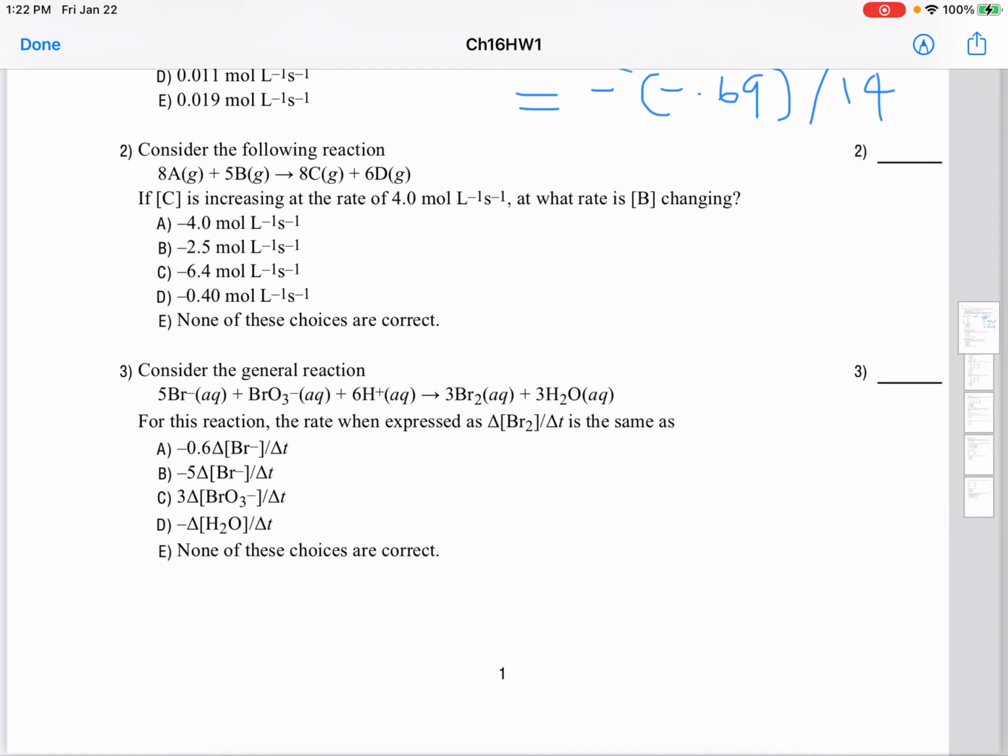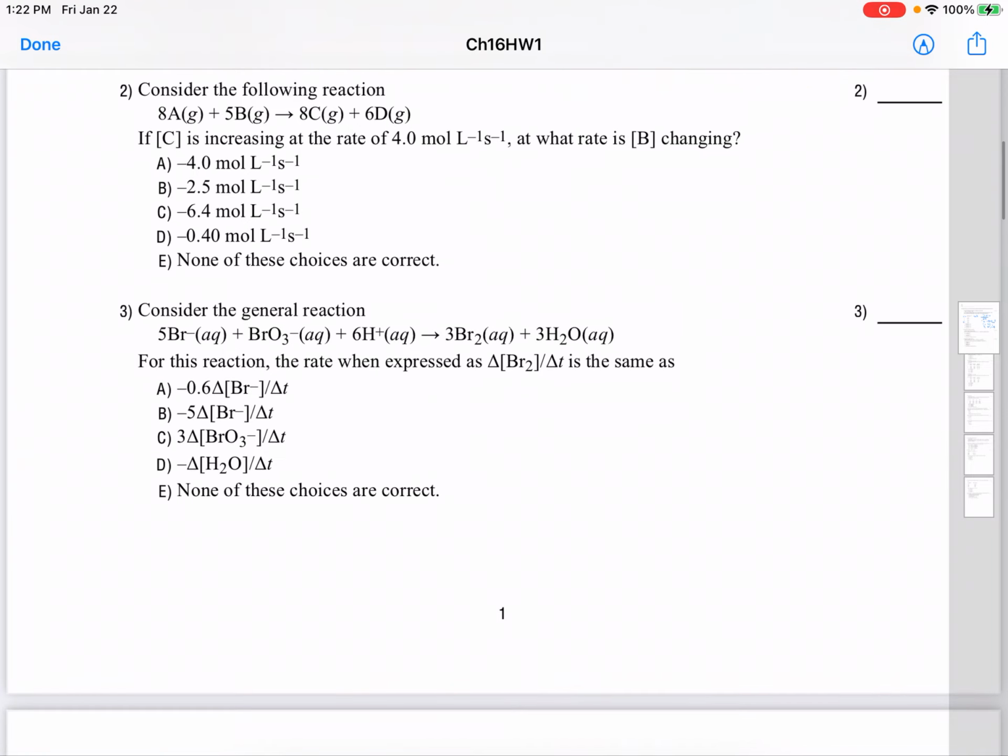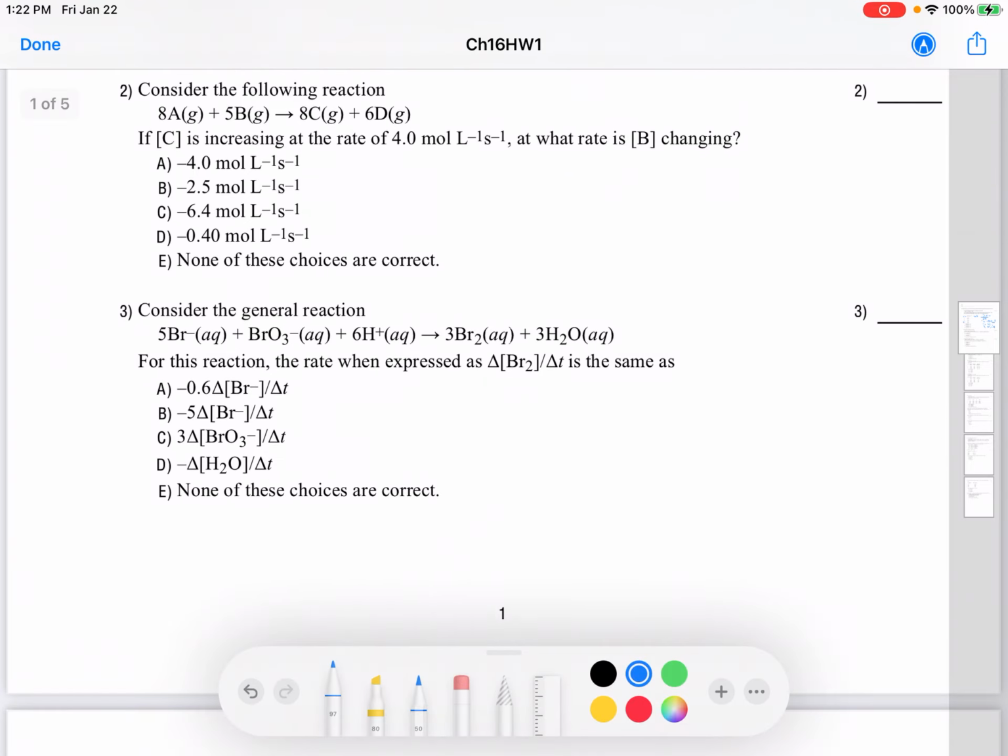Now we are given 8A plus 5B, giving you 8C and 6D. So how do we represent rate? Remember, we learned in the lecture we can represent the rate for a reaction like this. So the rate can be expressed in the general form. Rate equals, now this is our reaction. We can write the rate for reactants as well as for the products.